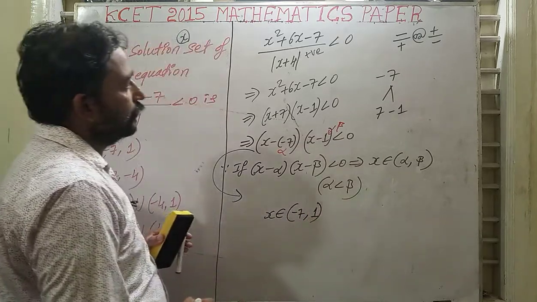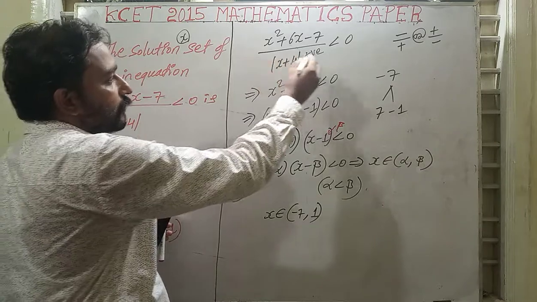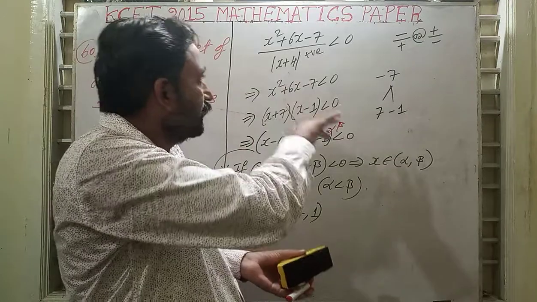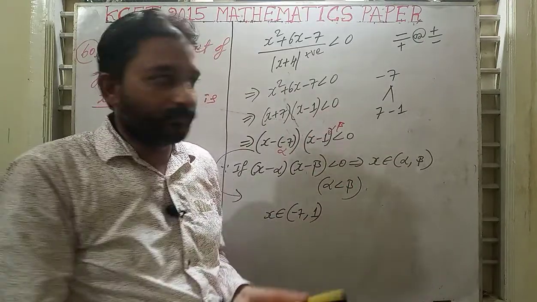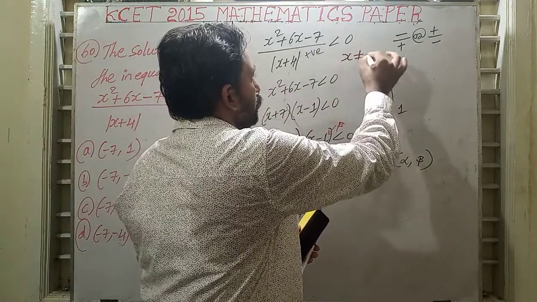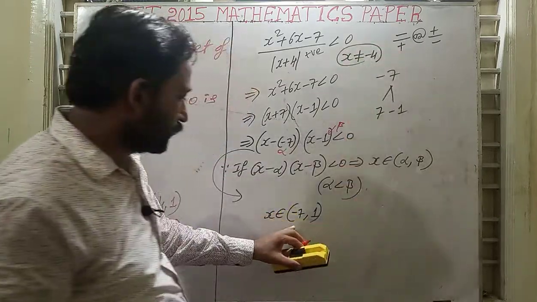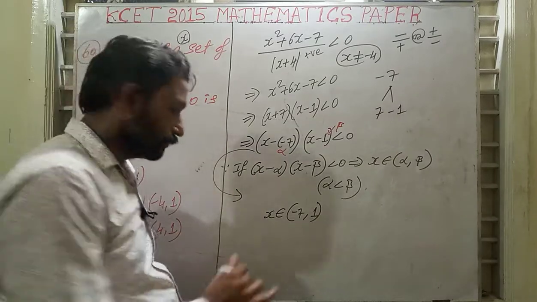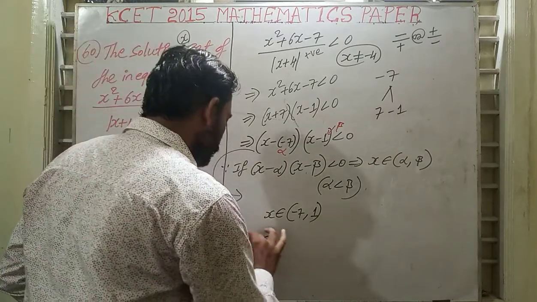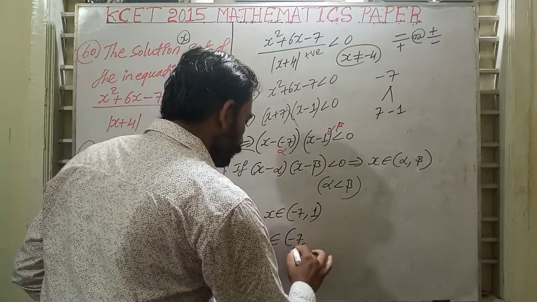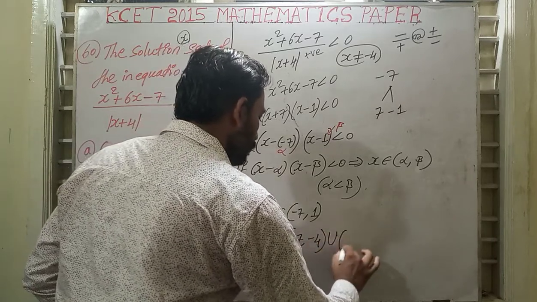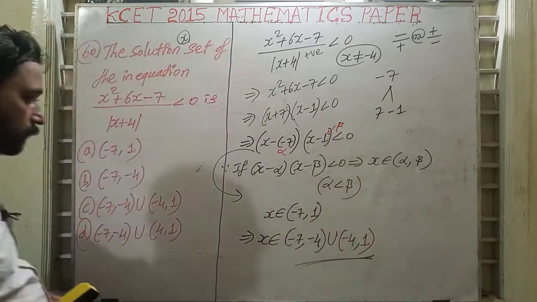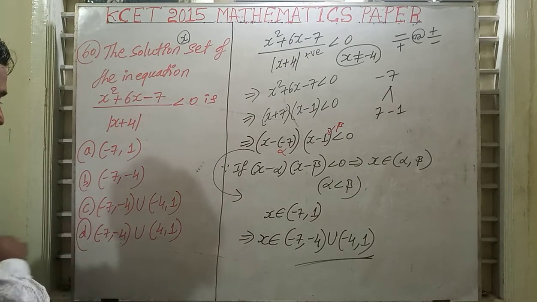But clearly observe that for the denominator, minus 4 is not a solution of this inequation, because the inequation is not defined at x equal to minus 4. So x is not equal to minus 4. So this interval is split at the point x equal to minus 4, and we get the required answer. It becomes minus 7 to minus 4 union minus 4 to plus 1. So this is the correct answer. Option C is correct in this case.